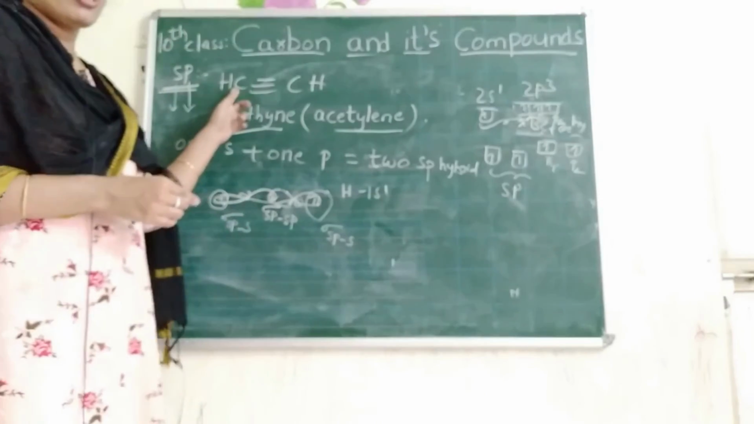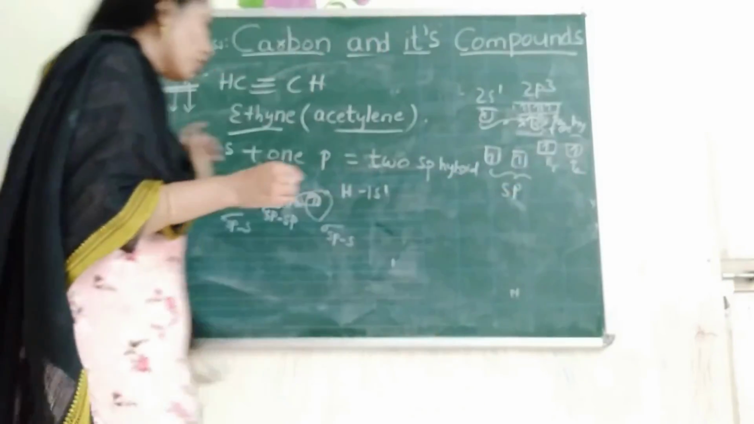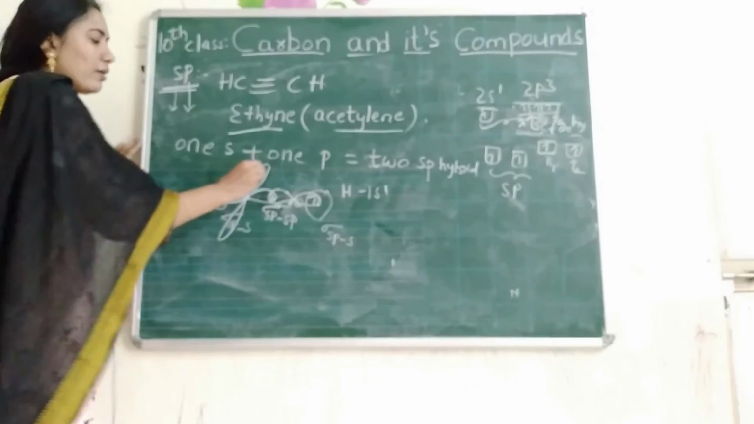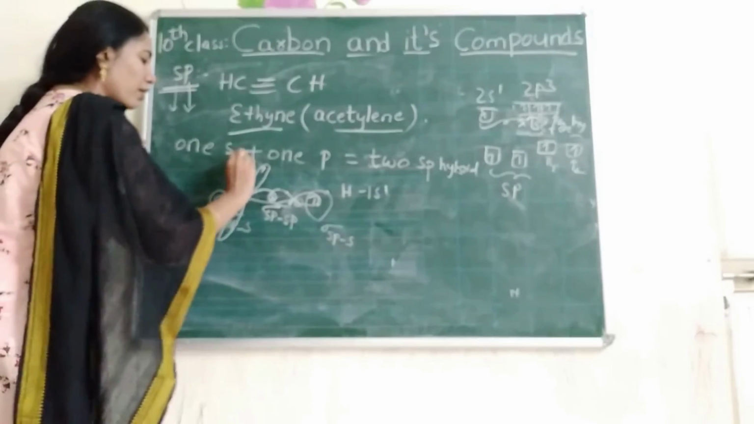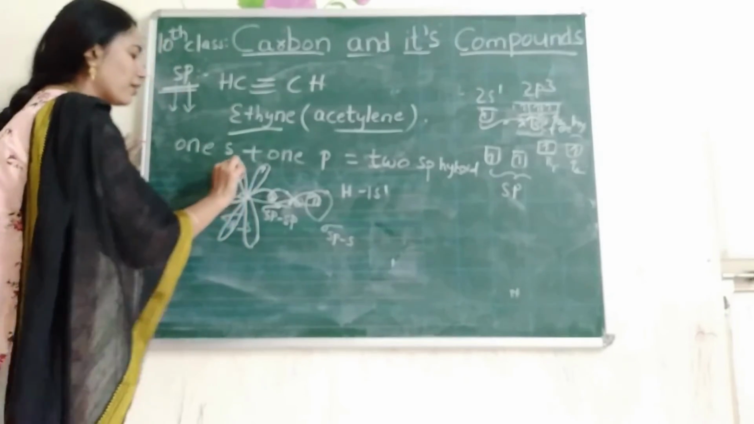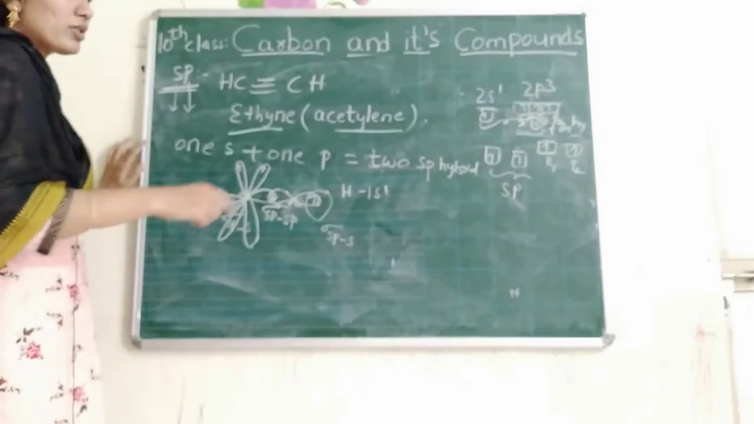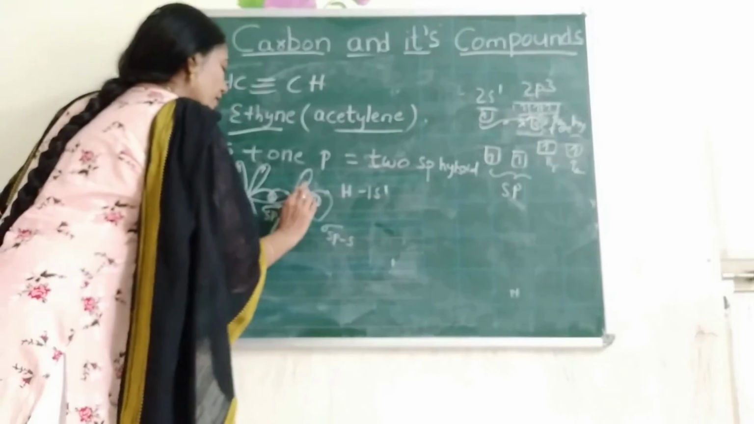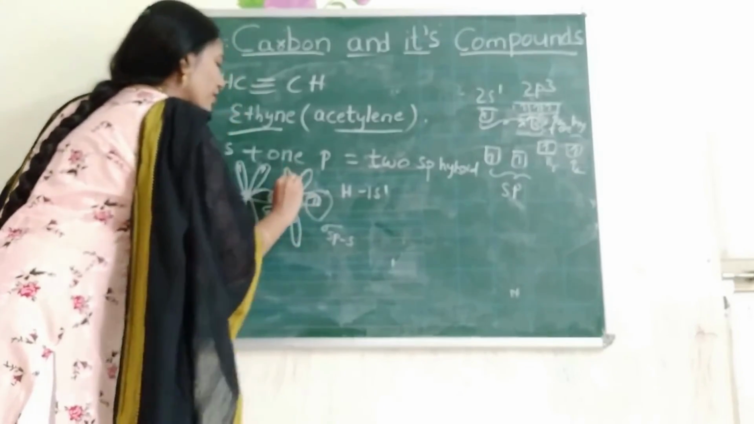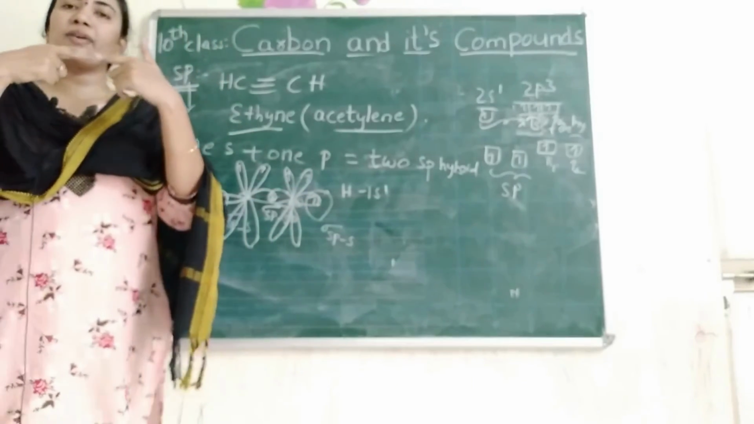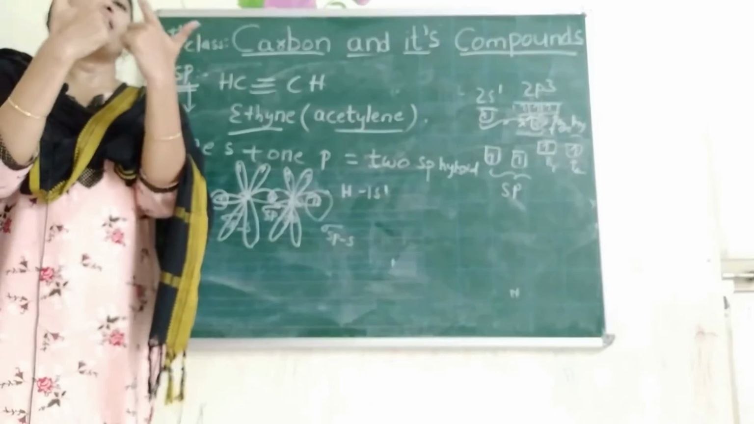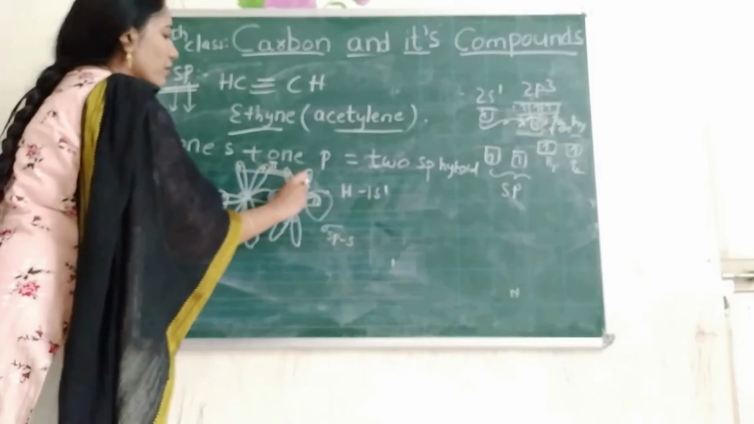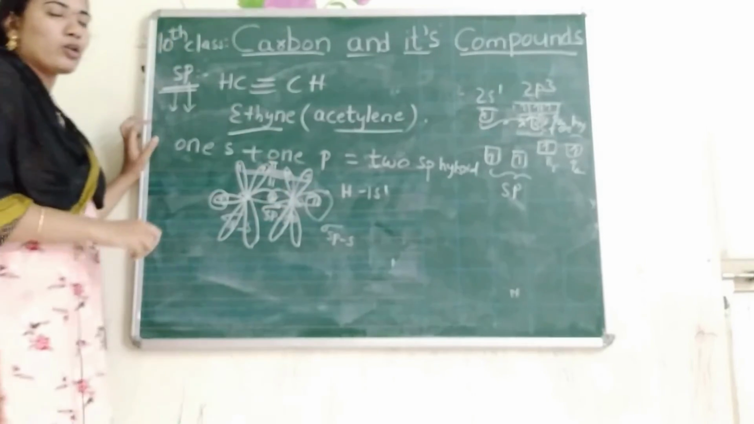Now, how many unhybridized orbitals does this carbon have? Two. The p orbital has a dumbbell shape. This is a py orbital and this is a pz orbital, each with a single electron. The other carbon also has two unhybridized orbitals, each with a single electron. There is no chance for end-on-end overlap, so they undergo sideways overlap. This is one sideways overlap forming a pi bond, and this is another sideways overlap forming another pi bond. How many pi bonds are there?